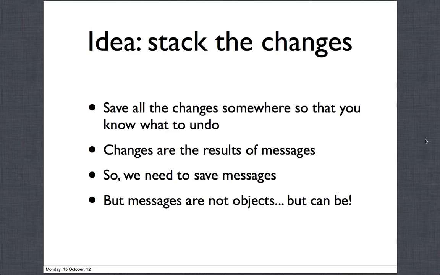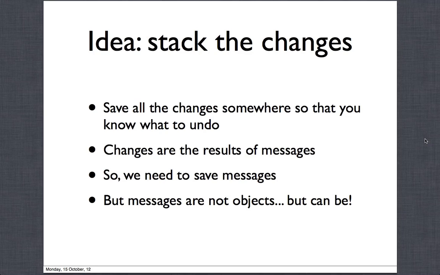The idea behind undos and redos in general is you want to remember all the changes, because if you want something to be undone, you have to know what it was. So you have to remember all the changes that happened to your model, to the application, to the data. The changes are the results of messages. So if something happened to your application, that means there was a message doing something. So actually you don't want to save the results, you want to save the messages that caused those results. So you want to actually save messages.